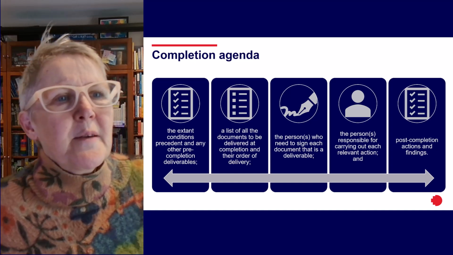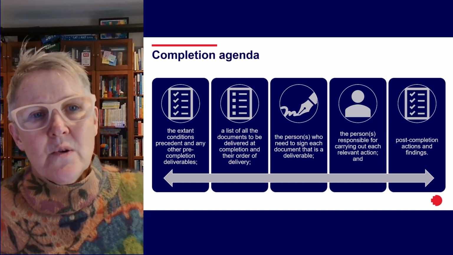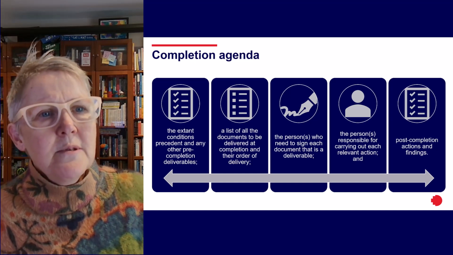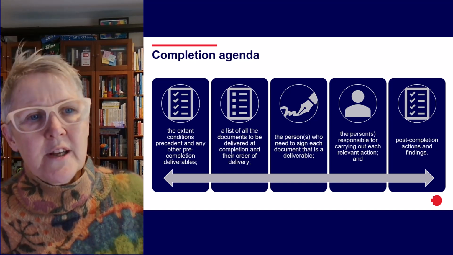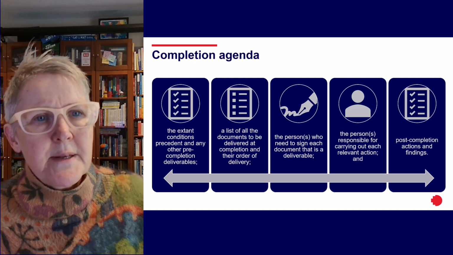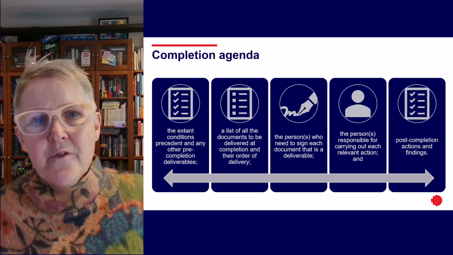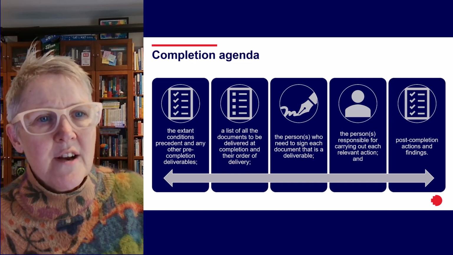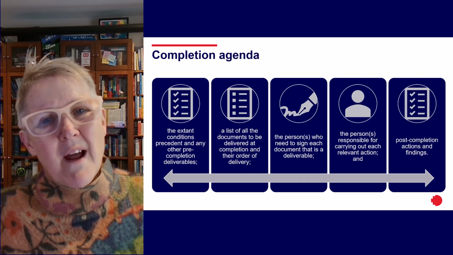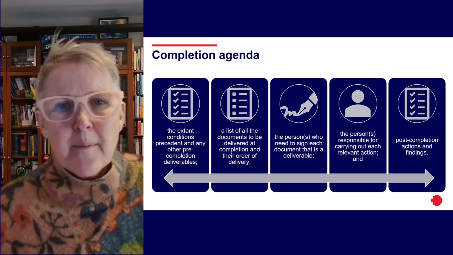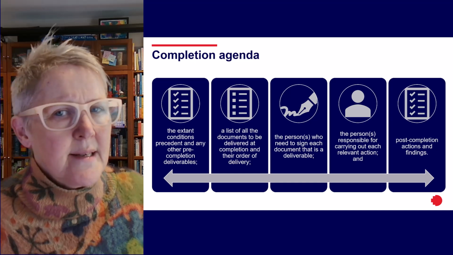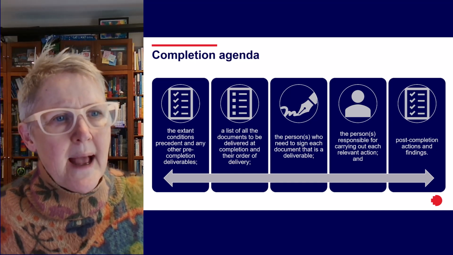So the purpose of the completion agenda is to list all the pre-completion, completion and post-completion issues and deliverables. So that will include the conditions precedent, all the documents that need to be signed. It'll identify the parties or the people responsible for discharging each of those items, and usually we'll run like a checklist that says what's happening. Has it been started? Is it on the way? Are we waiting for something? Is it an issue or is it just in the bag?